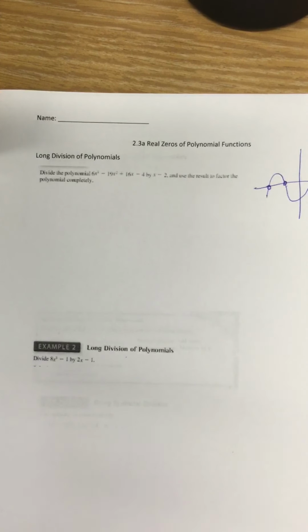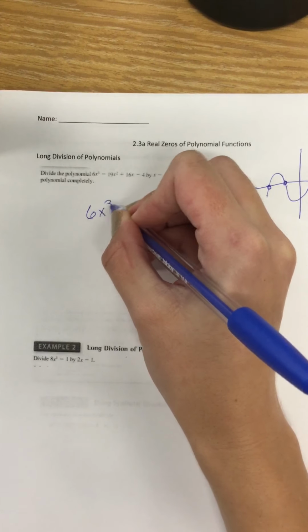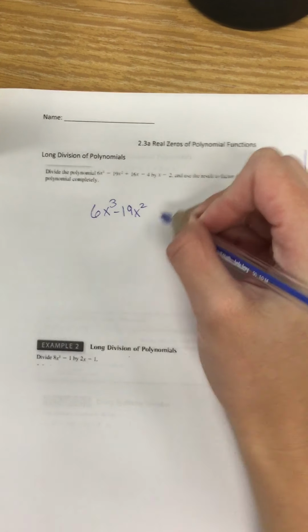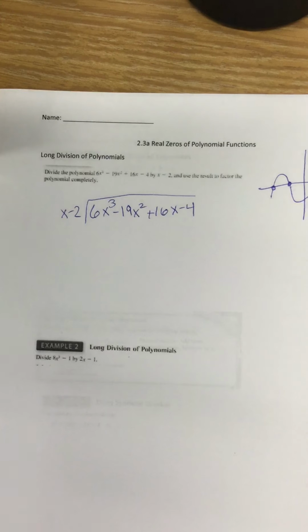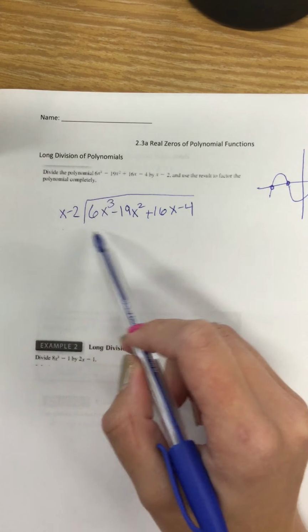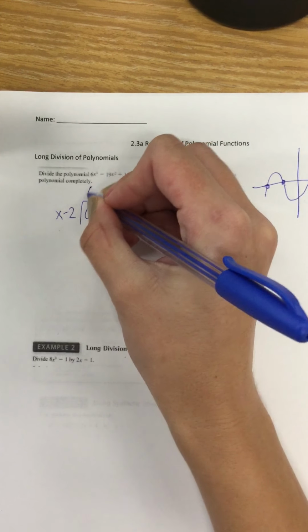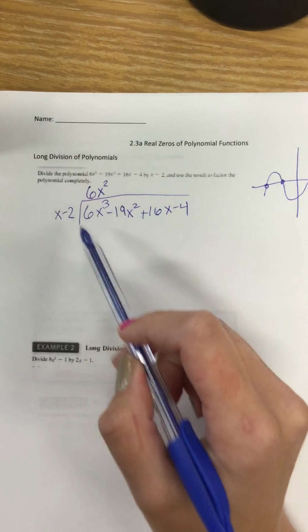be looking at today. It wants us to actually divide it, to actually factor it completely. And so we're going to go ahead and write this out. 6x cubed minus 19x squared plus 16x minus 4 divided by x minus 2. And so we're going to actually do long division on this. So we're looking at how many times does x go into 6x cubed? What do we need to multiply by so that we could get 6x cubed? The answer would be 6x squared, because 6 times x is 6x and x squared times x is x cubed.